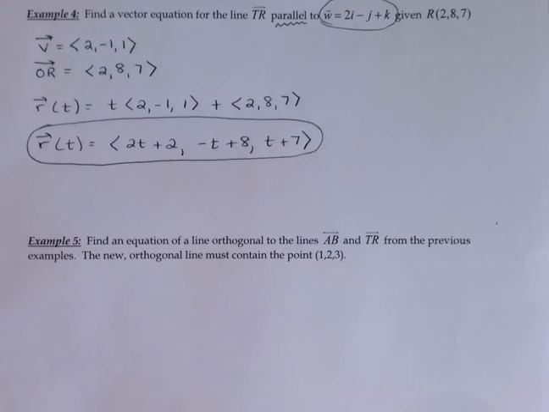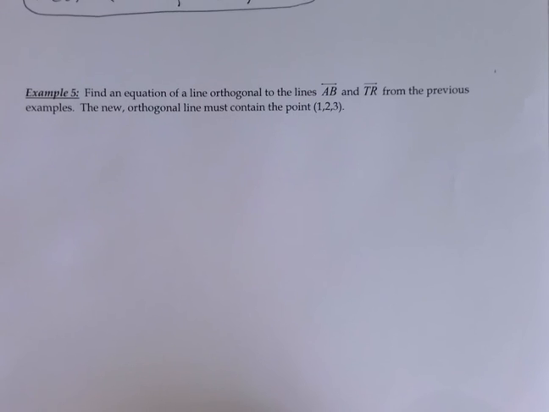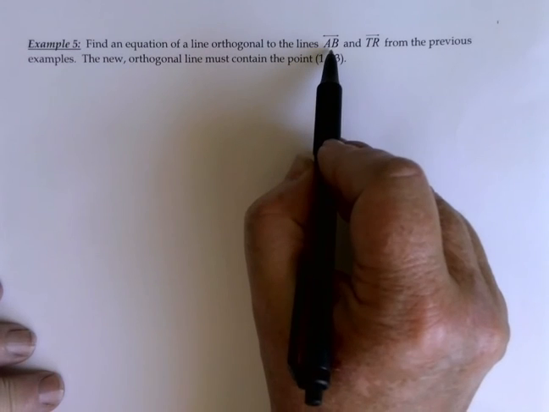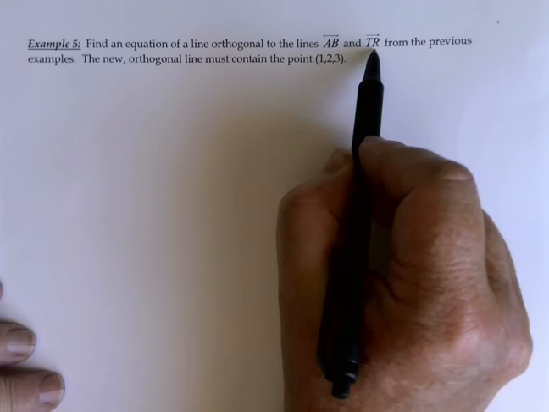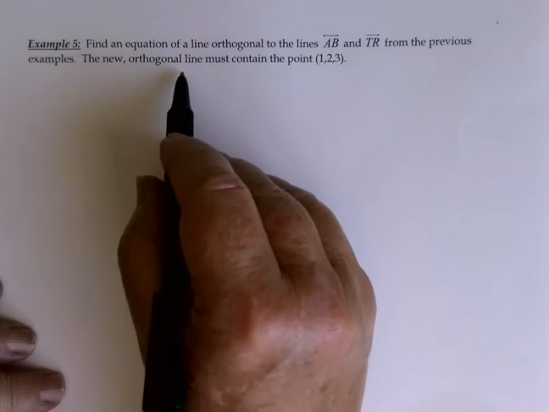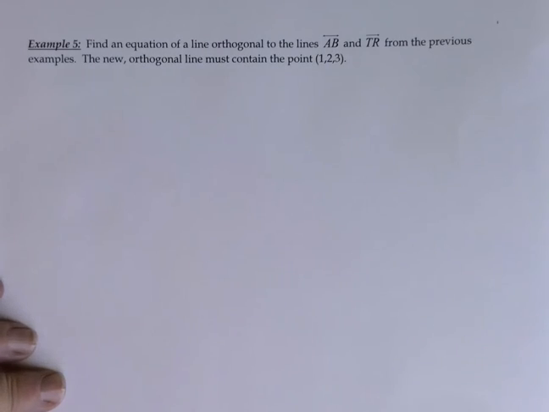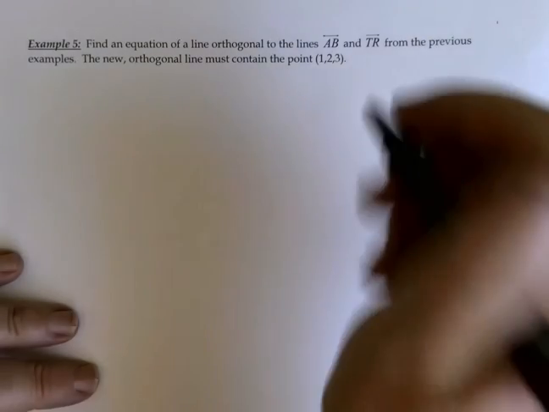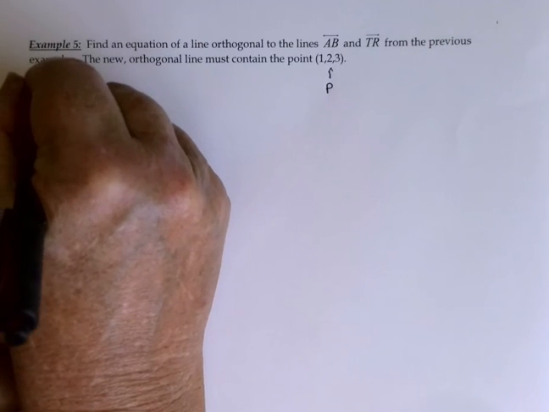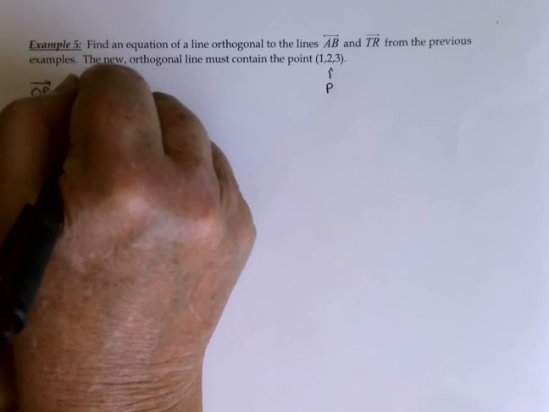All right, we've got one more to go here. In example 5, we want the equation of the line orthogonal to the lines AB and TR from the previous examples. The new orthogonal line also has to contain this point, 1, 2, 3. So the point vector is going to be no problem, right? If I call that P, then I already know OP. That one's easy. It's just going to be 1, 2, 3.